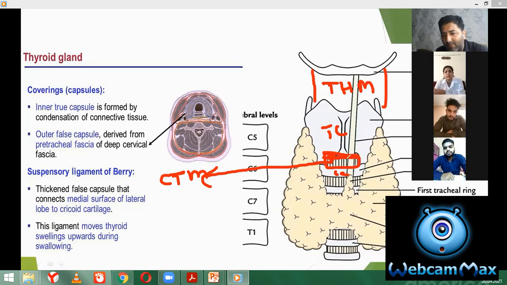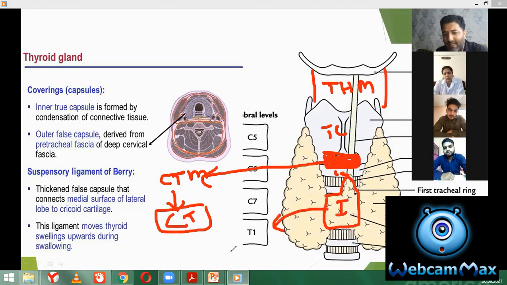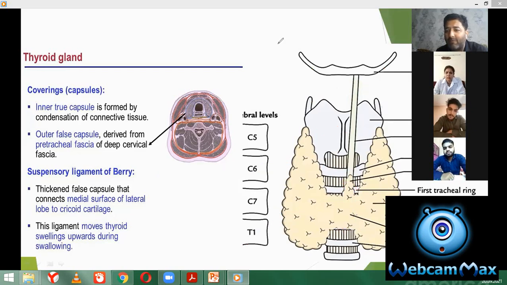Jat Sahab, this that I am highlighting in red, this cricothyroid membrane, is where you perform the cricothyrotomy procedure. And this is your isthmus. This is your whole isthmus, and it is present at the level of the second, third, and fourth tracheal rings. Why is it important? Because here you have to perform a procedure known as tracheostomy. So these are the important points which you must know, Jat Sahab.